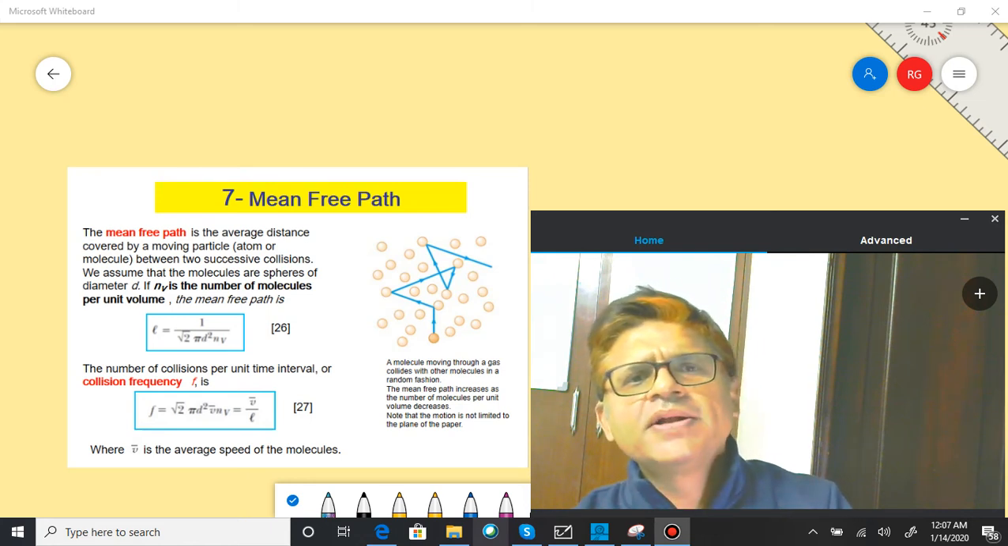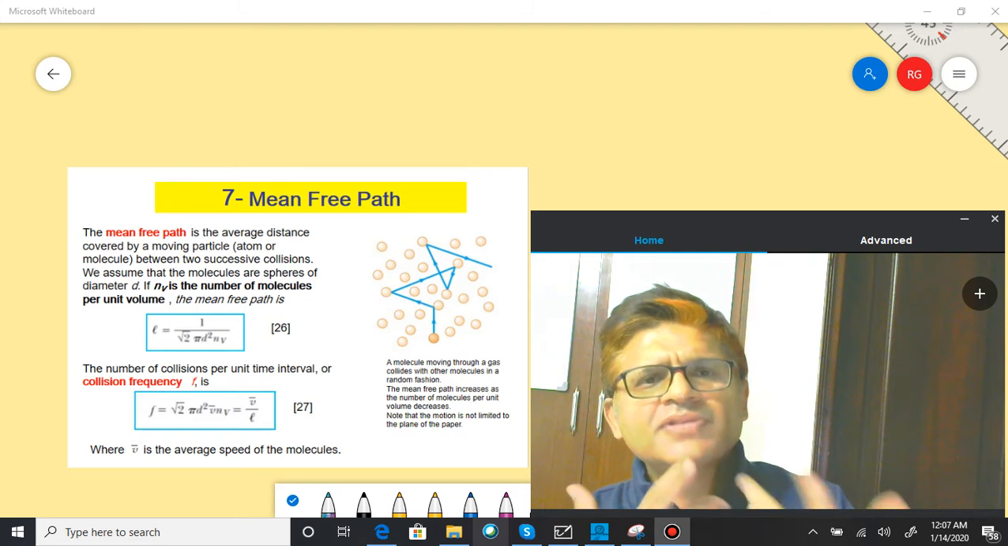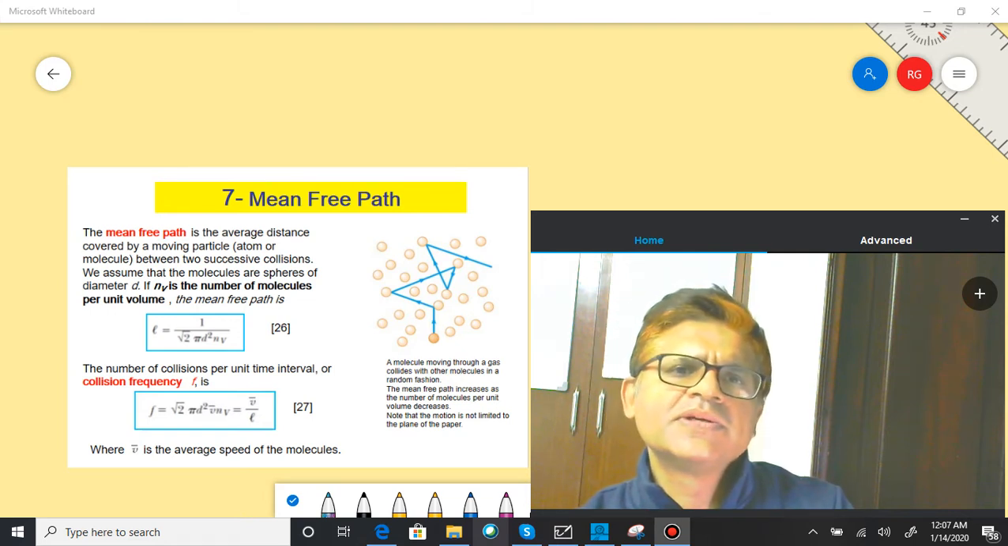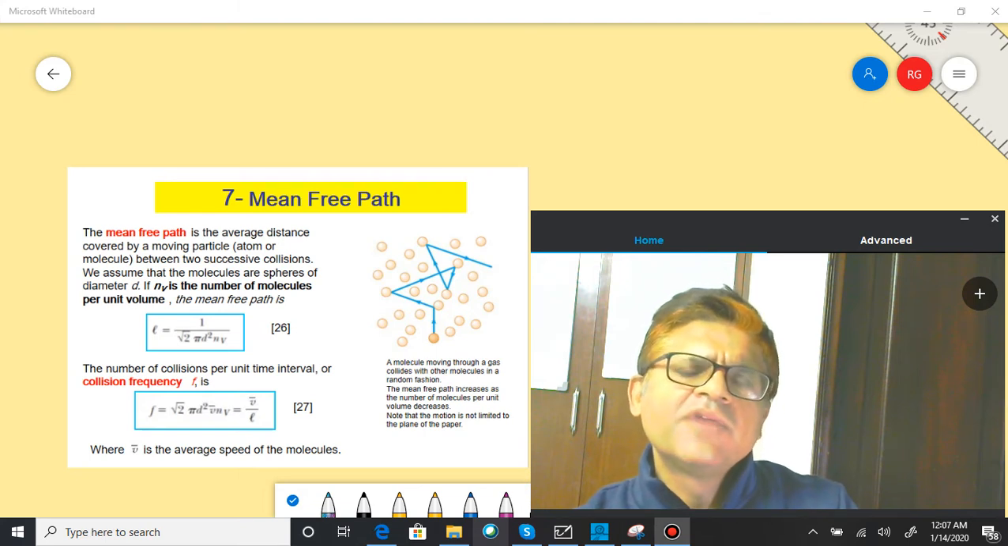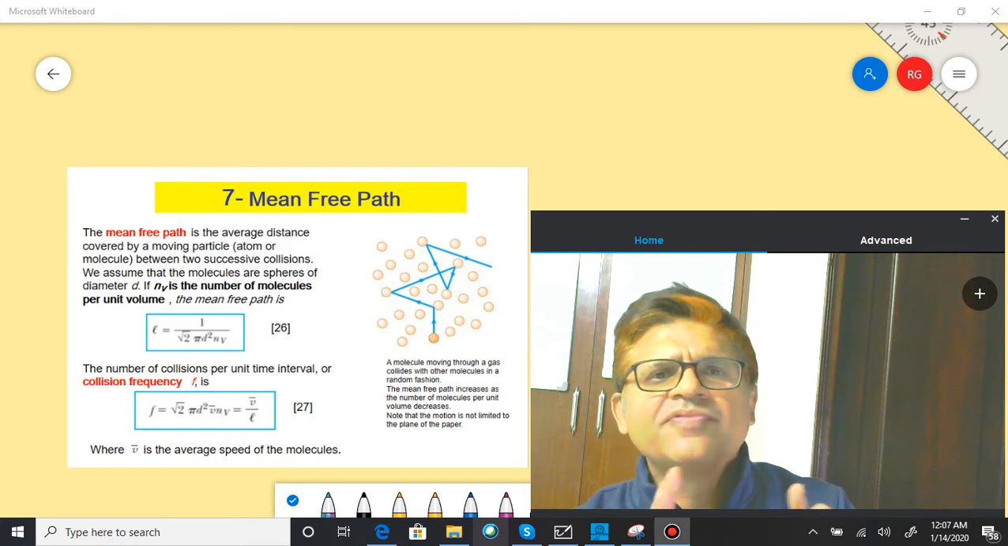And the second quantity you should be concentrating on is the collision frequency. So in 1 second, how many collisions happen? If you look into these expressions on your screen, you have to memorize the formula.